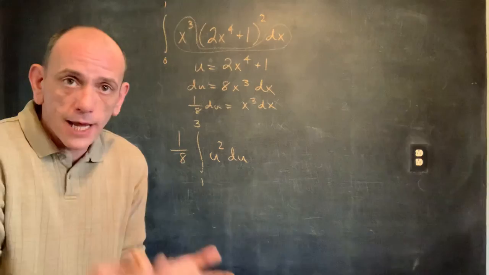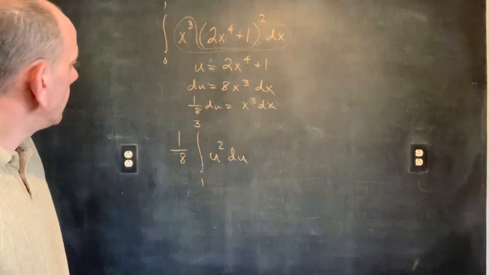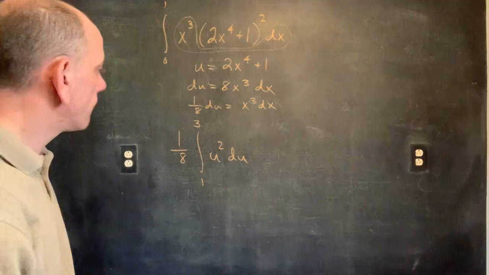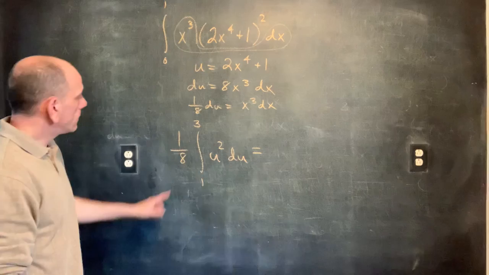I can just evaluate this thing straight. We're done now that we've plugged that in. If I had left the bounds as 0 and 1 as x's, we'd have to back sub in 2x to the 4th plus 1. There's probably going to be powers on it, and we'd have to do all that evaluation. So why not just do it this way? We've already changed our bounds, so we're good to go.